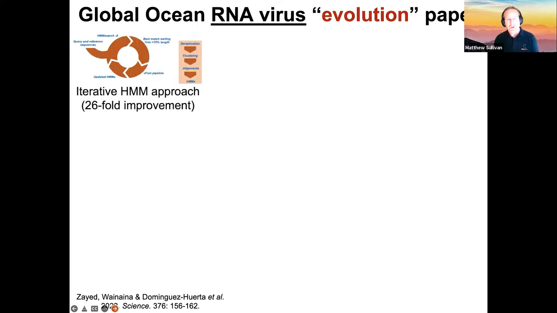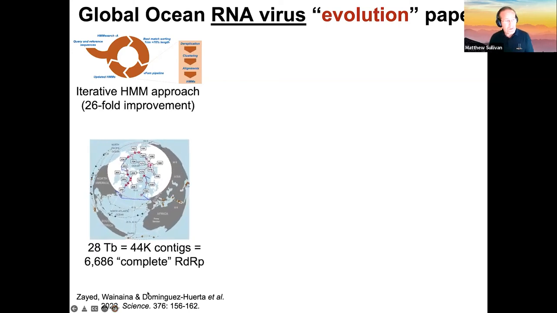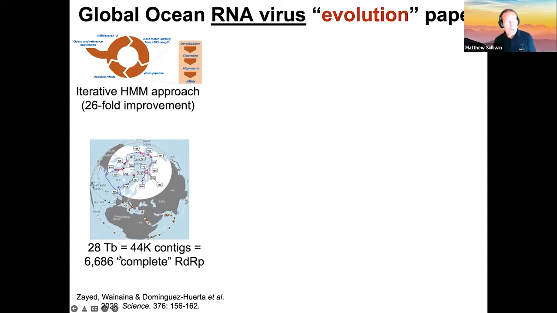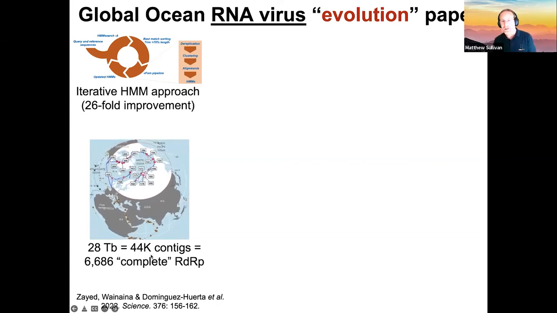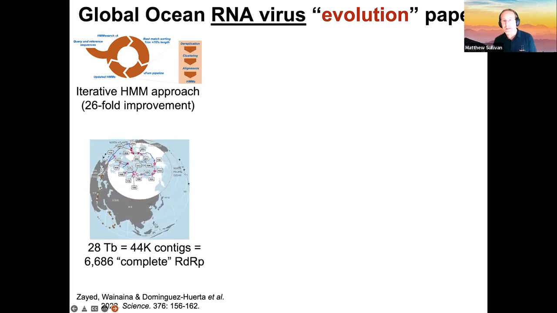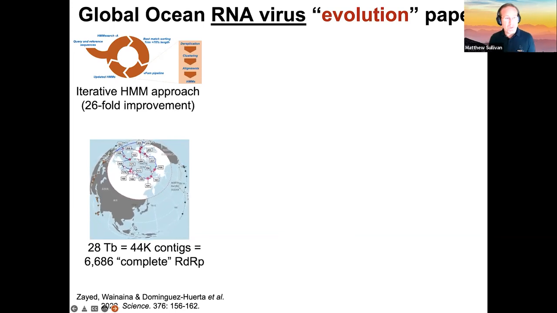So I'm just going to summarize those in one slide for each of these papers. So the idea was, first, we actually had to improve analytics. Turns out these are 3 billion-year-old proteins, the RdRP protein that's used to capture these RNA viruses. So we had to improve analytics to even see these better. With that improved analytics, we then screened 28 terabases of data from Tara Oceans to find 44,000 RNA virus contigs, and this led to about 6,000 complete RdRP signatures that we could use.